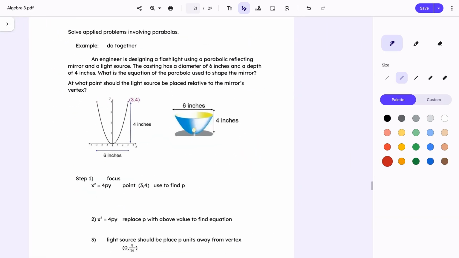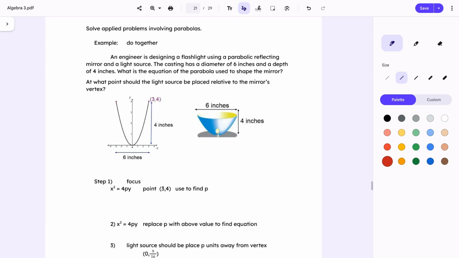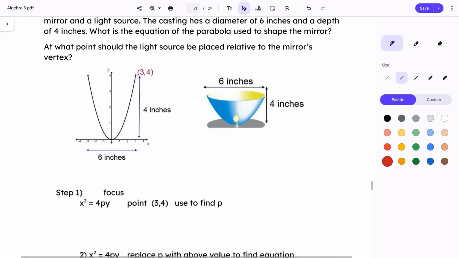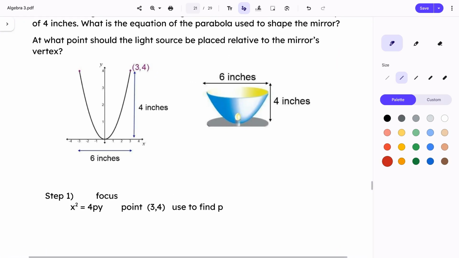This next one is just taking a parabola and applying it to a situation. An engineer is designing a flashlight that uses a parabolic reflecting mirror and a light source. The casting has a diameter of 6 inches and a depth of 4 inches. What is the equation of the parabola used to shape the mirror? And then at what point should the light source be placed relative to the mirror's vertex? They're showing you over here on the right side what this could possibly look like, and then they're showing you on the graph.